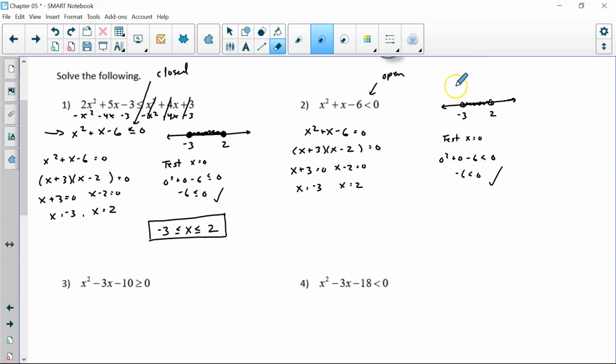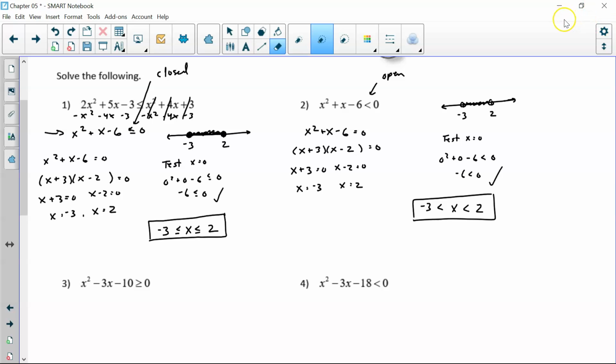So what we have here, our solution, x is between negative 3 and 2. And because it's open, we just put our less than signs there. And that's all of the solutions. It's all the numbers between negative 3 and 2, not including negative 3 and 2.